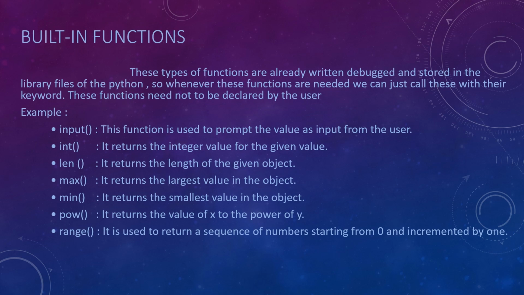The same goes for the min function. It returns the smallest value in the object. If you give a list of numbers, the min function will return the smallest value in the list. The pow function takes two values, x and y, and returns the value of x to the power of y. If you give x equal to 2 and y equal to 2, it will return 4, that is, 2 power 2.